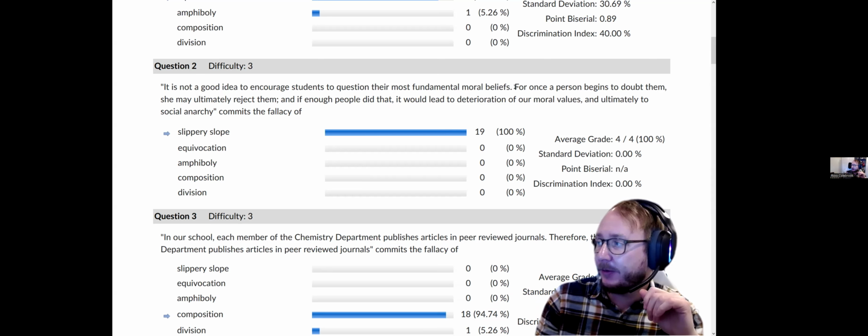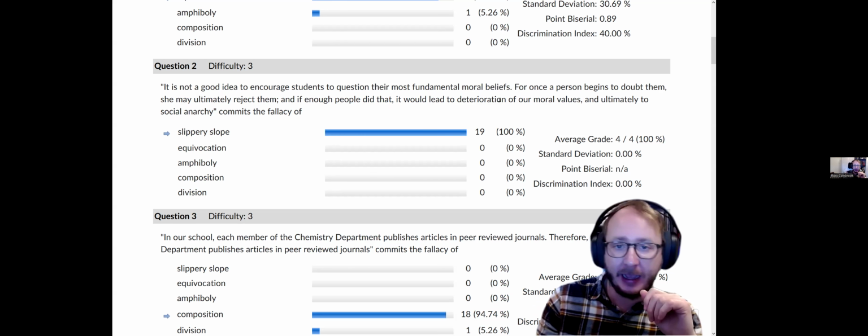So, the innocuous stuff here is a person beginning to question their most fundamental moral beliefs. And then ultimately, the disaster is social anarchy, right? But there's not really enough reason to believe that each of these steps rationally implies the one after it. And because there are gaps here, that's why we shouldn't believe this conclusion.